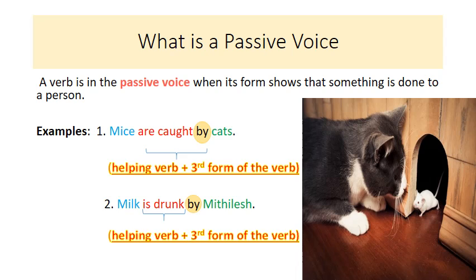Milk is drunk by Mithilesh. In active voice, we studied Mithilesh drinks milk. Here, in the active voice, Mithilesh was the subject. Mithilesh was the doer of the work. And here, the work is done to the person, to Mithilesh. So, milk is drunk by Mithilesh.